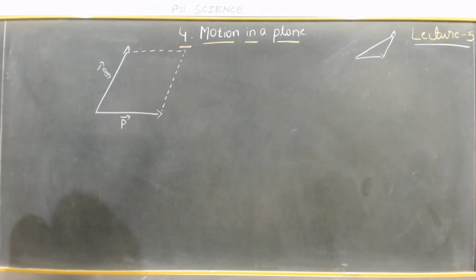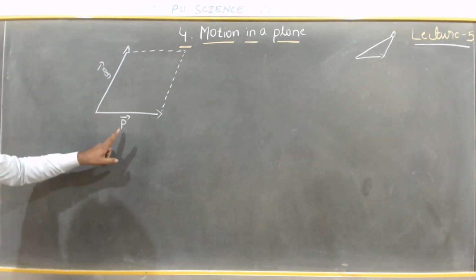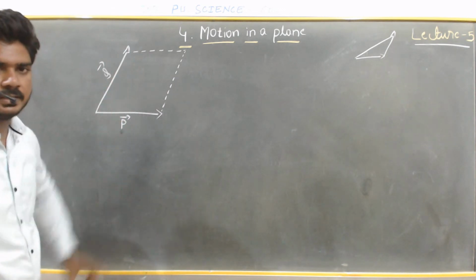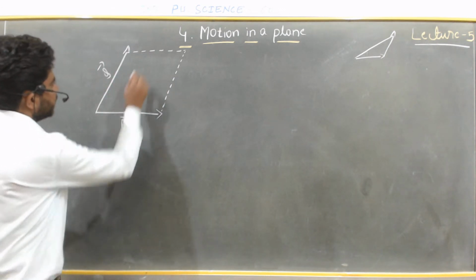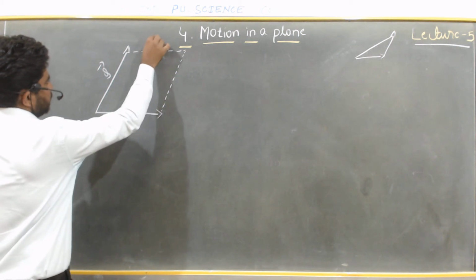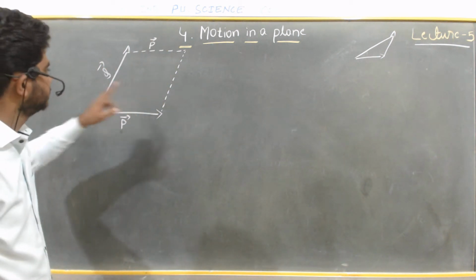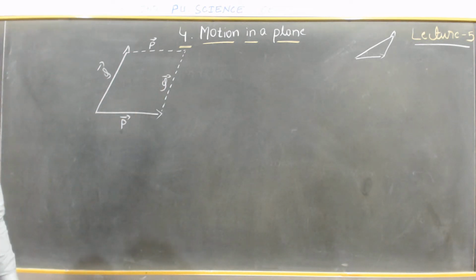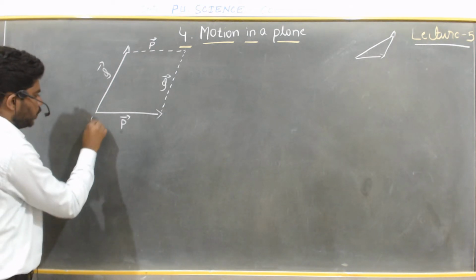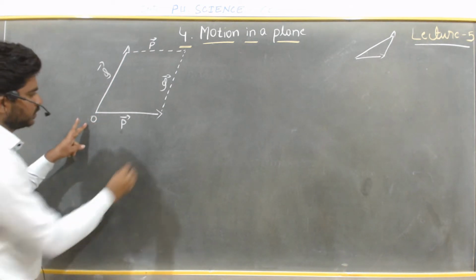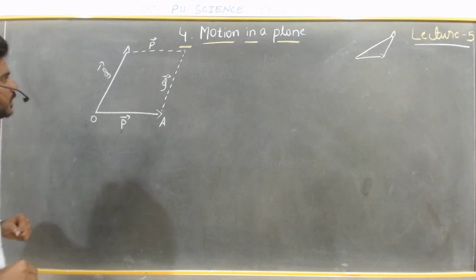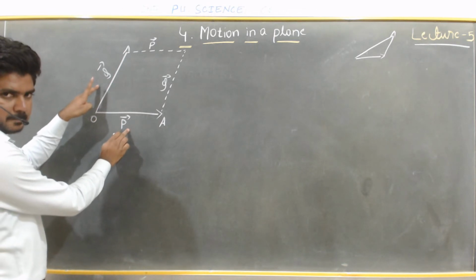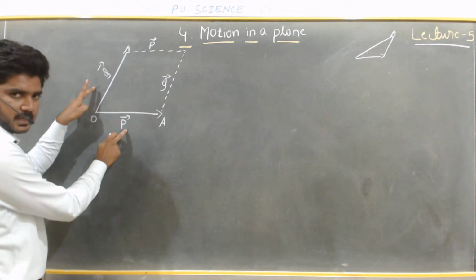And I have said that if this is the P vector, then this is also the P vector, because the opposite sides are equal in a parallelogram. And coming to this side, if it is the Q vector, this is also the Q vector. This is the origin O, and this is A. The resultant of these two will be represented by which side?